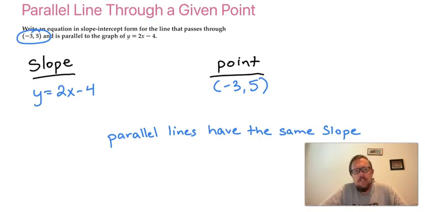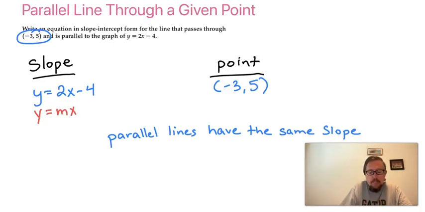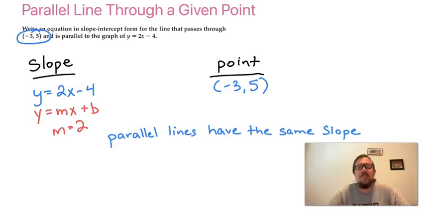So when we say that two lines are parallel, what we need to know is what's the slope of the line that we're given? Well, this is written in slope-intercept form, mx + b, so obviously the slope is the coefficient of x, which is 2. So what this problem is asking us to do is to write an equation for a line that has a slope of 2 and goes through the point (-3, 5).